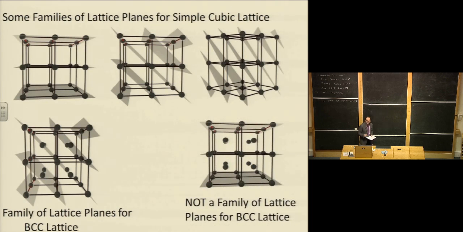This, however, is not a family of lattice planes for the BCC lattice, even though what's drawn are lattice planes. They are equally spaced, but they do not include every lattice point. They miss these points here in the middle of the conventional unit cell. Therefore, it is not a family of lattice planes.